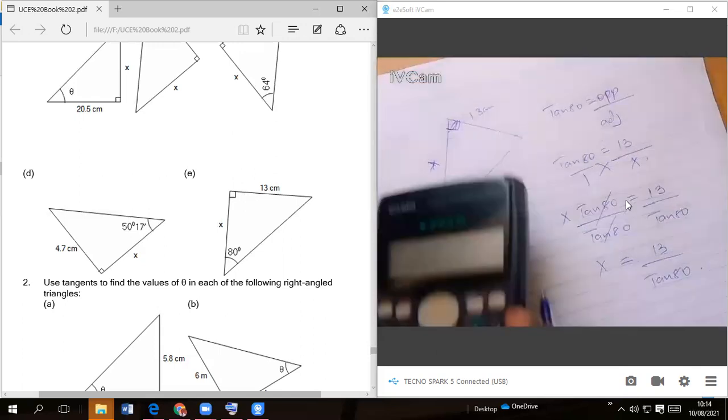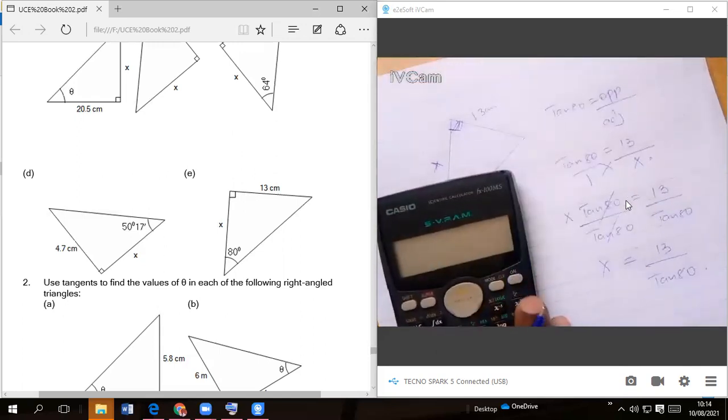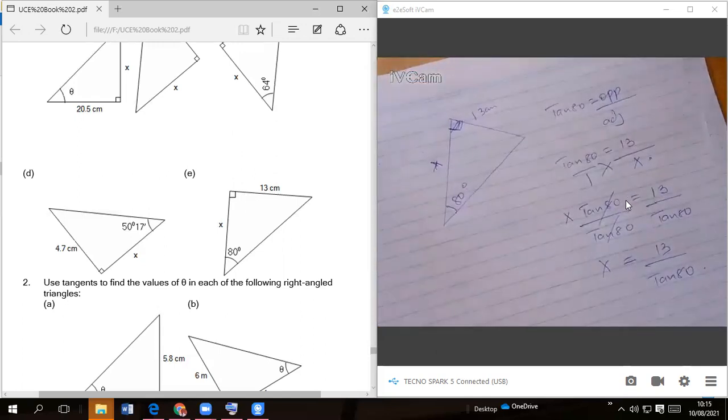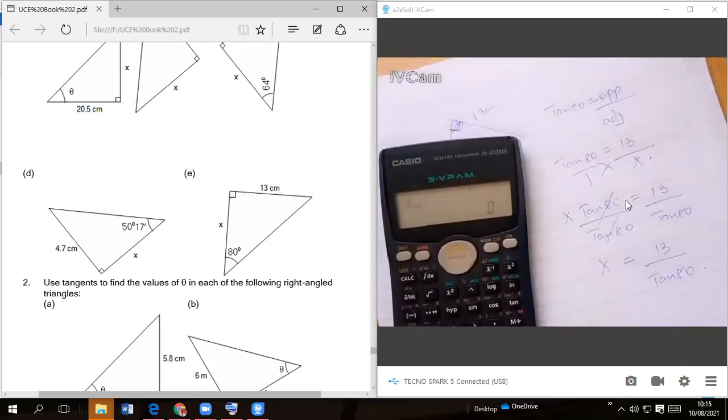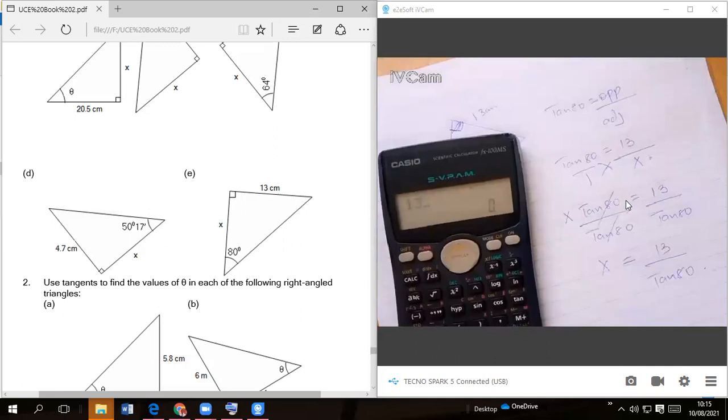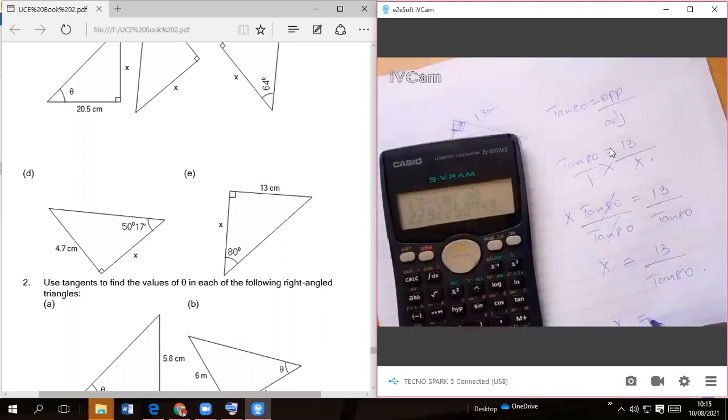So when you go to your calculator, see this calculator of mine. Someone is laughing. So you have 13 divided by tan 80. And the answer we get here is 0.29. So x is equal to 0.29, which becomes 2.3.